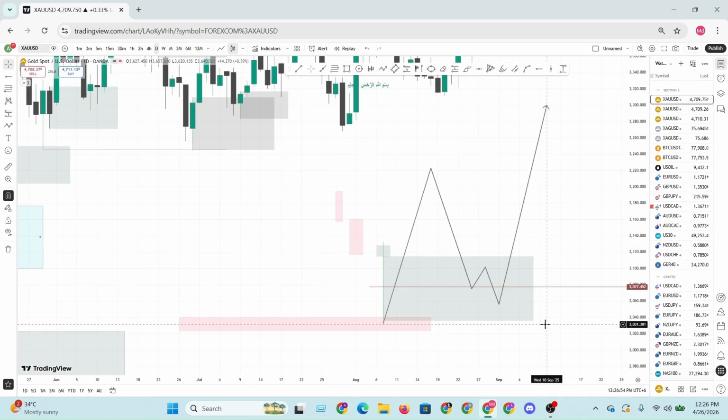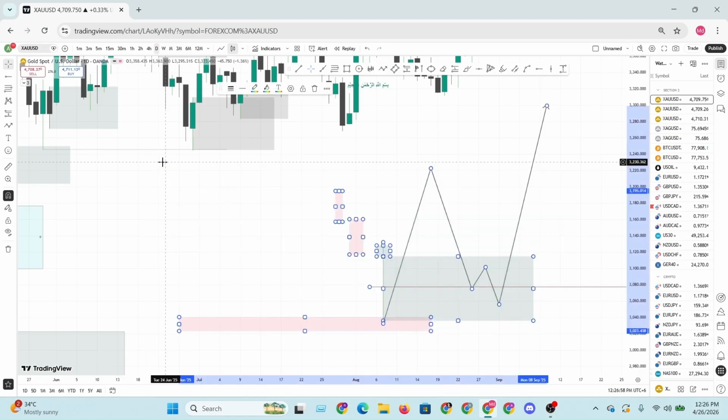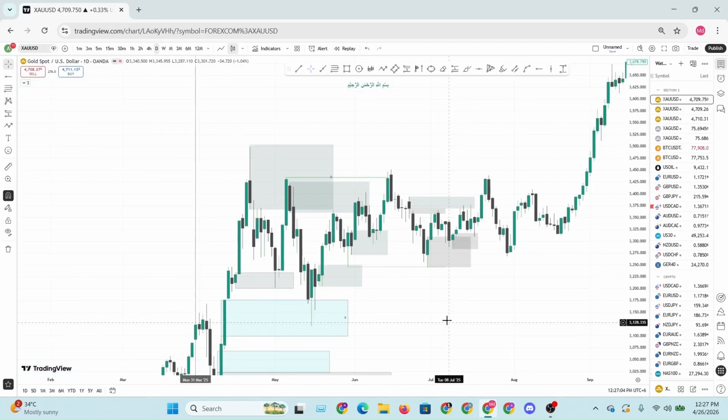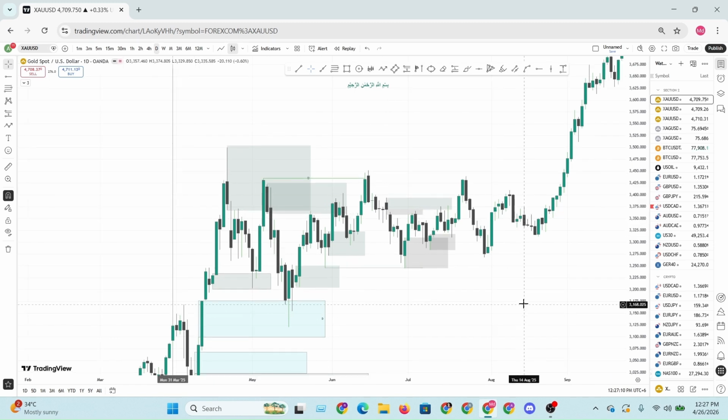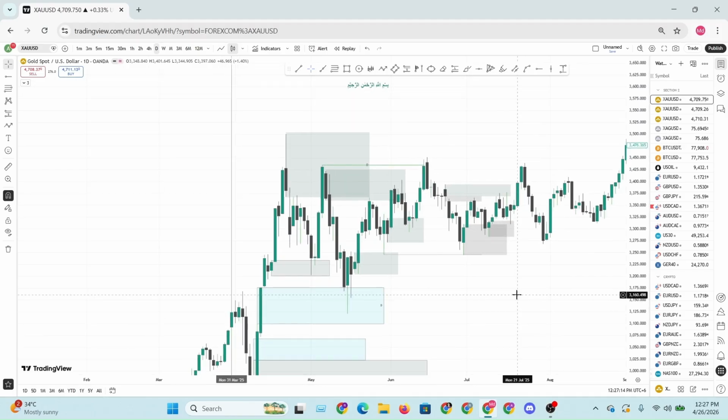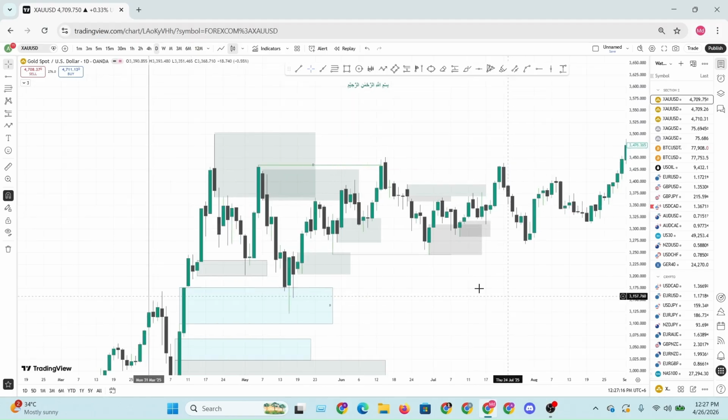Take a screenshot if you want to note this down. I'll remove it. Okay, you can see the market is moving PY to PY, PY to liquidity, PY to PY. So let's see how we take entry on these levels.